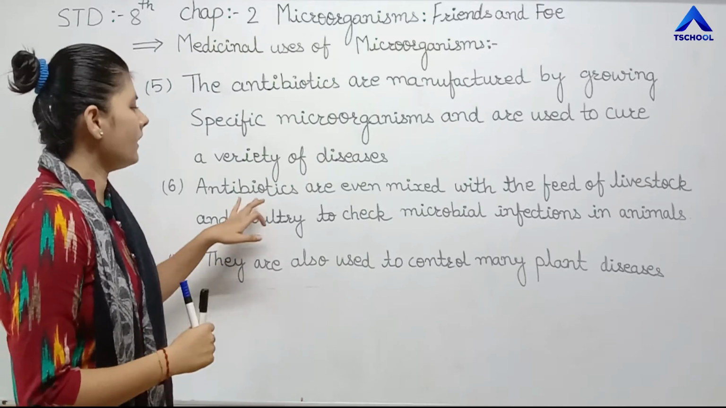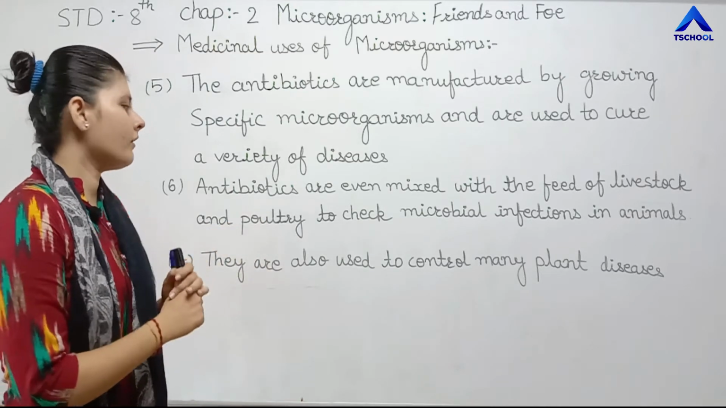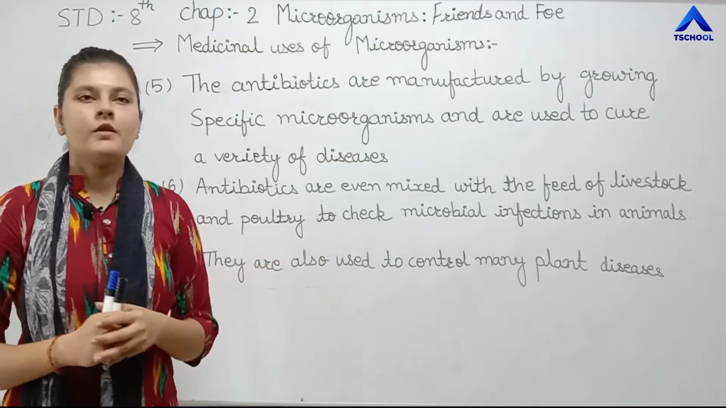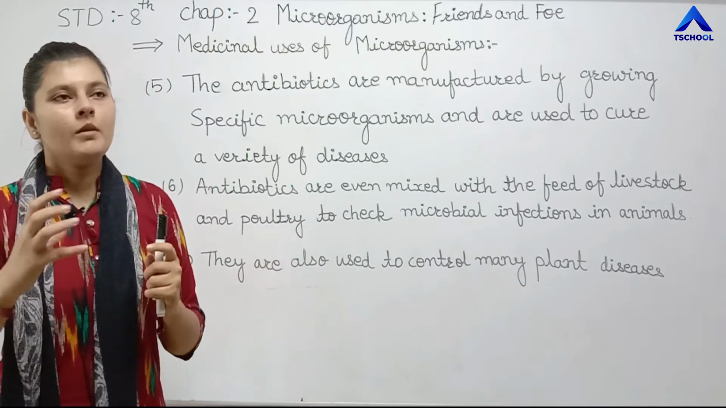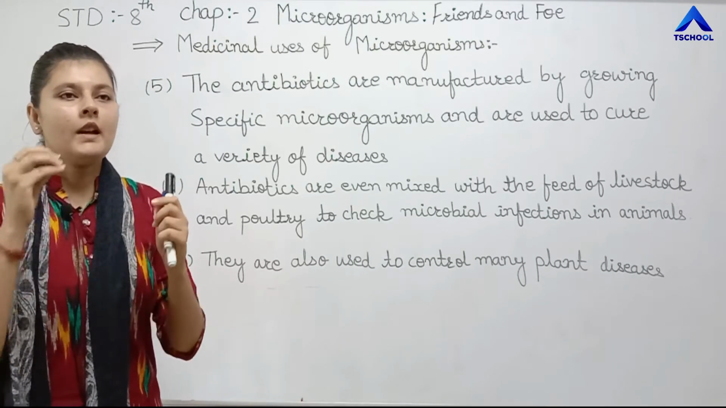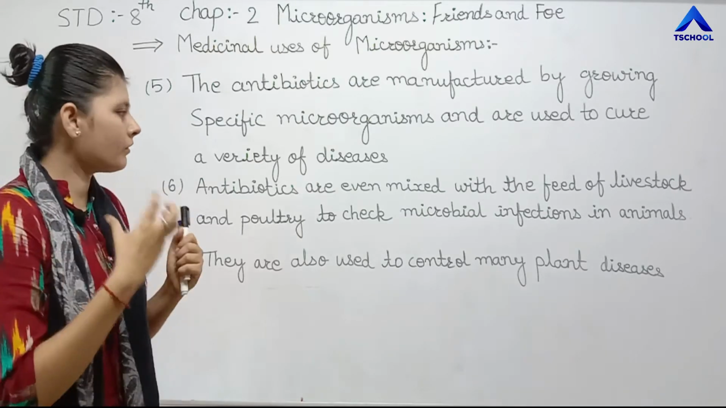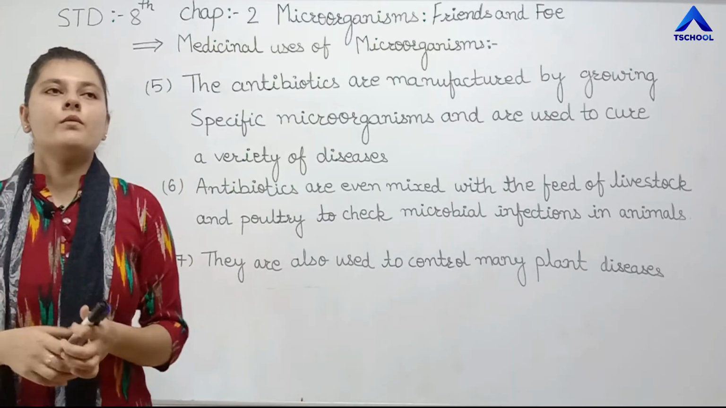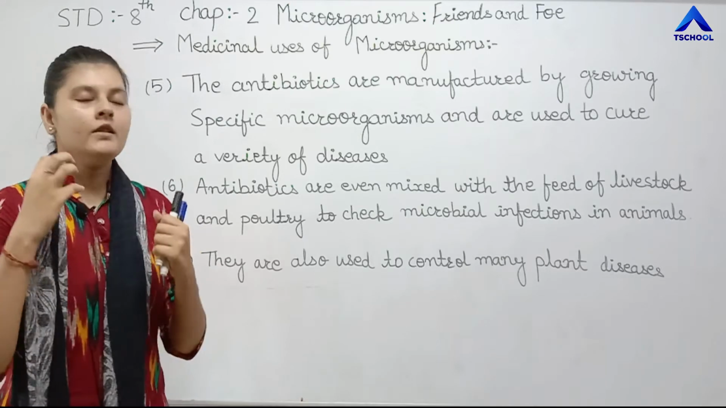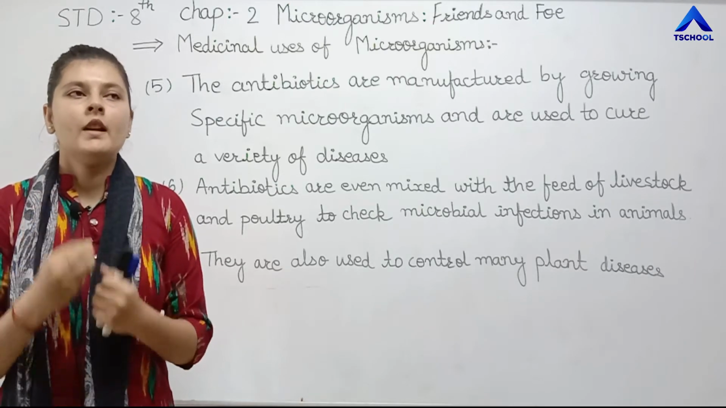Next thing is, antibiotics are even mixed with the feed of livestock and poultry to check microbial infection in animals. मतलब ये एंटीबायोटिक्स जो एनिमल हस्बेंड्री में जो एनिमल्स होते हैं उनके खाने में मिक्स करके भी उनको जो डिसीज़ हुए या फिर इन्फेक्शन हुए उनको चेक कर रहे हैं, right. So they are mixing with the food and then they are checking the microbial infection in animals.